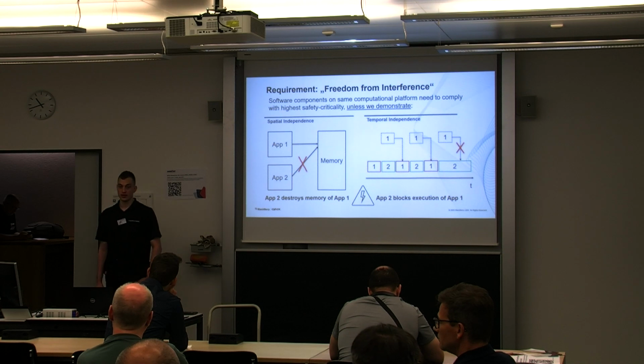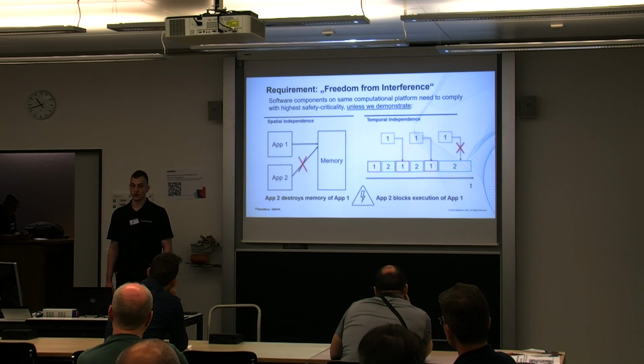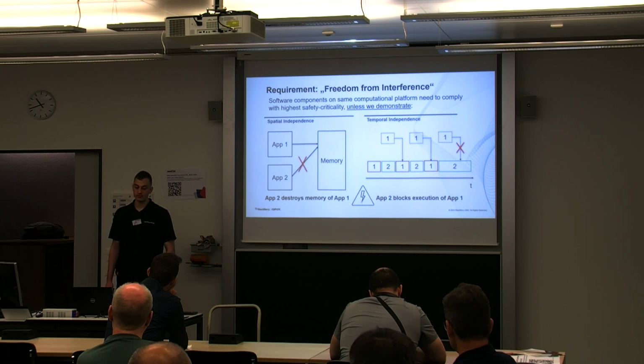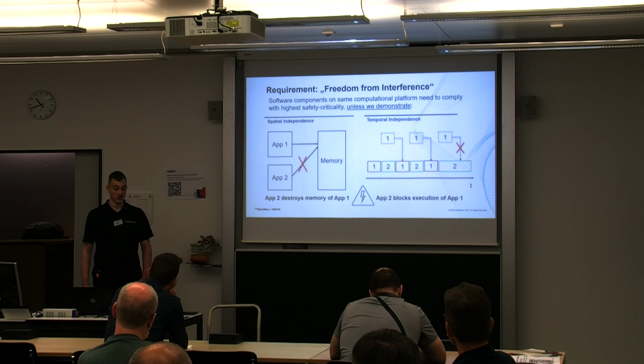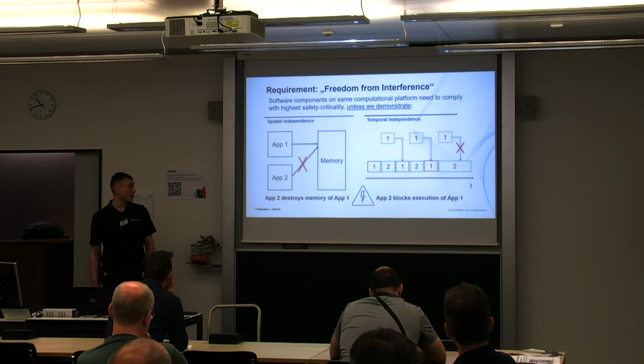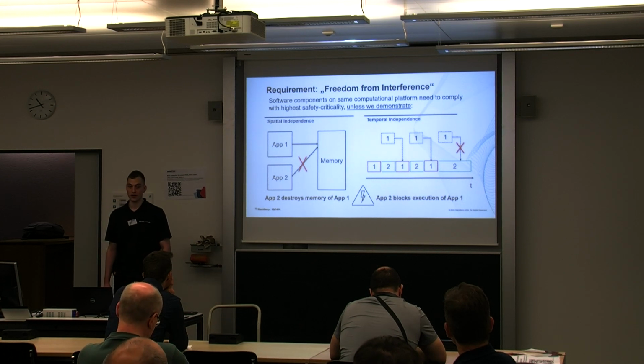And temporal independence means that one component should not cause another component to fail by taking too high a share of the available processing time. As to avoid the scenario which I've shown you on the right, where app1 must run regularly, but suddenly can't because app2 takes too much time.